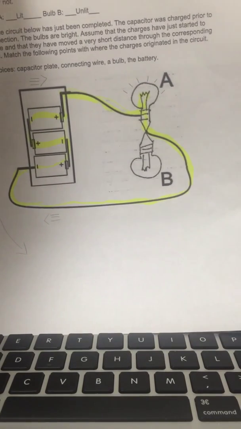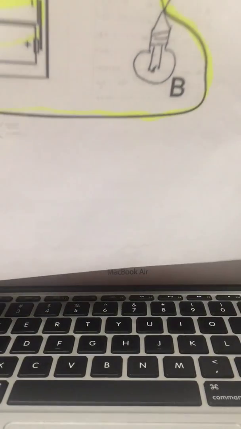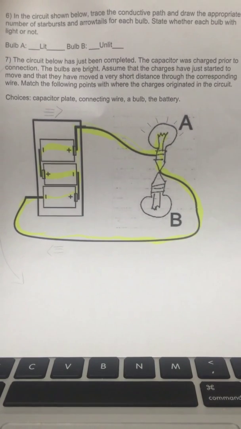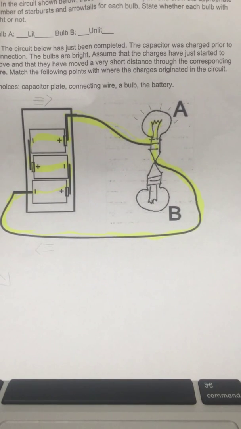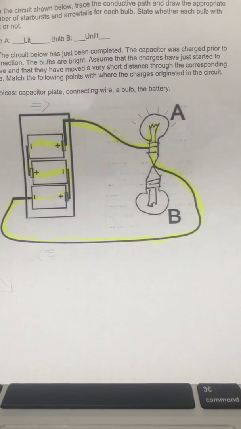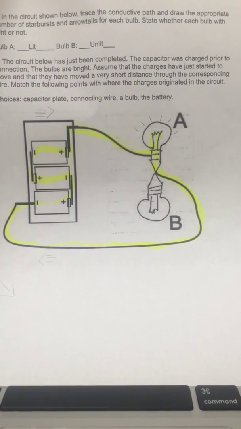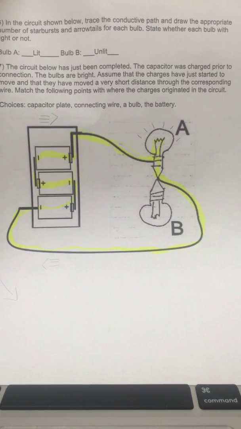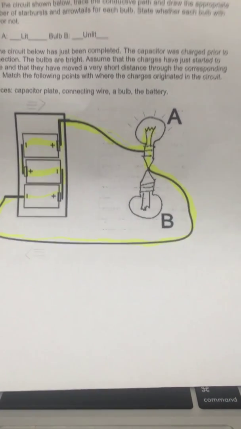Okay, so for number 6, we had this circuit right here, and we have to determine which bulbs were lit and which bulbs were unlit. Flowing from the positive to negative end of the battery, only light A will light because it is the only one with both a side and a bottom attachment. And the flow rate should be normal because there isn't a whole lot of resistors in this series. There's only one. And B will not light.